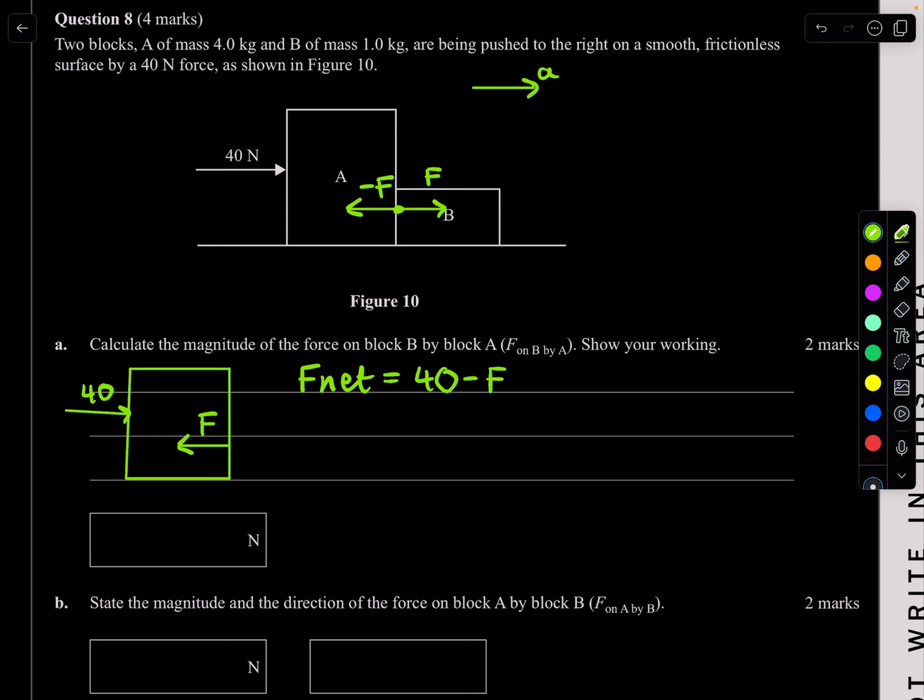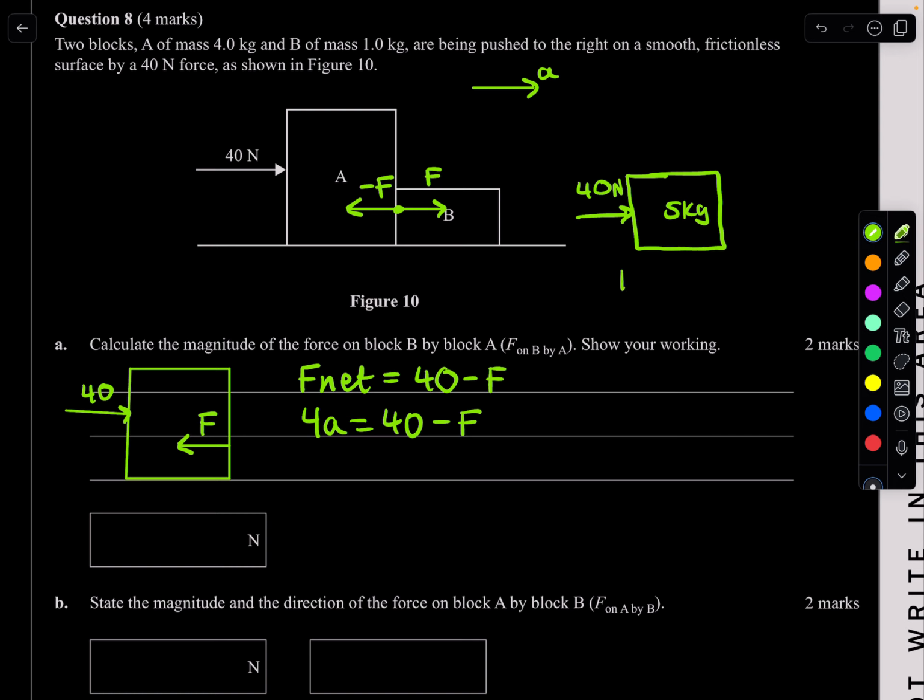And so your F net is, of course, your mass times acceleration. Well, the mass of A is just 4 times your acceleration, which we don't know, is 40 minus F. So we just need the acceleration. To get the acceleration, the best thing to do is put these two masses together and make it one box like this. The only force of 40 is still being pushed on them, and so it's going to be a 5 kilogram mass now.